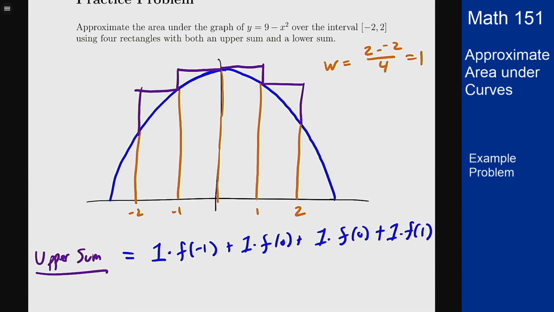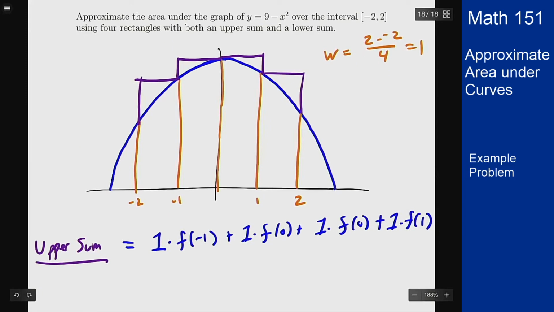We can then work out this sum. f of minus 1 here is going to be 9 minus 1, or 8. So we get 8 plus 9 plus 9 plus 8, which is going to be an area of 34.